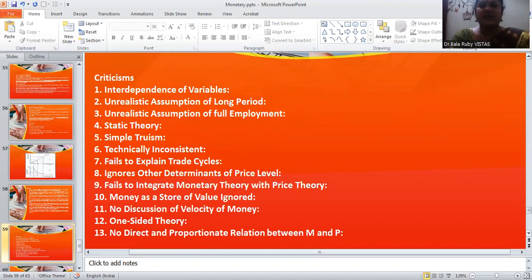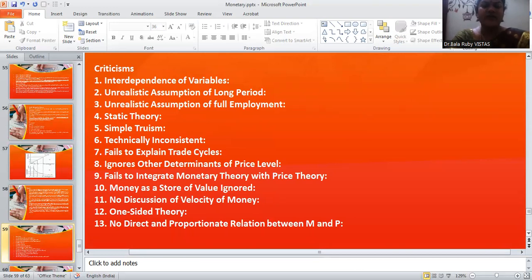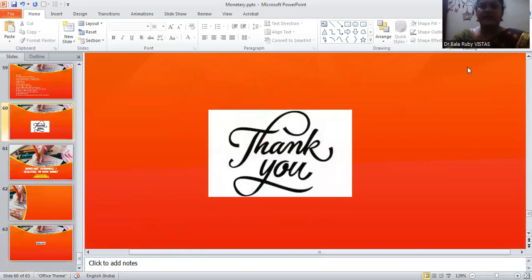At the same time, if you see economic activity, we are facing some trade cycle in each and every economic activity. But this theory ignores the trade cycle also. At the same time, it ignores other determinants of the price level. Price is determined by some other factors also. And money as a store of value, this concept is also ignored in this theory. At the same time, there is no further explanation or discussion about the velocity of money, and it is considered a one-sided theory. And there is no direct and proportional relationship between the M as well as P value practically. So these are the different criticisms of this theory, right?